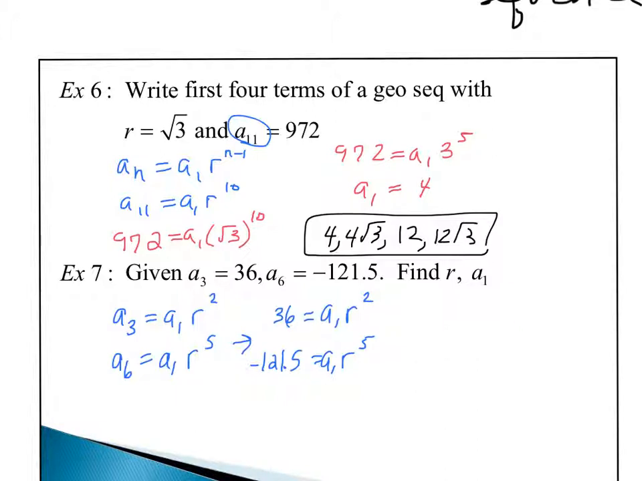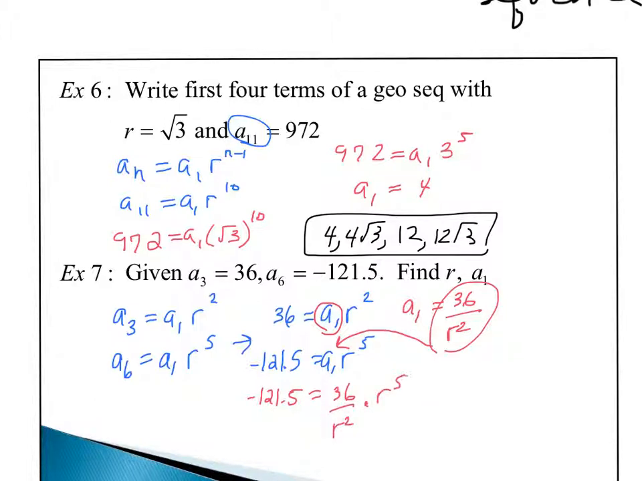Alright, now this one's a little bit harder to solve. We can't use elimination like we did with our arithmetic sequence because we don't have linear equations. So what we're going to do is isolate the a sub 1 in the first equation and plug it into the second. So we can say that a sub 1 equals 36 divided by r squared. I'm going to take all of that and plug it in right here. So that ends up looking like negative 121.5 equals 36 over r squared times r to the 5th.